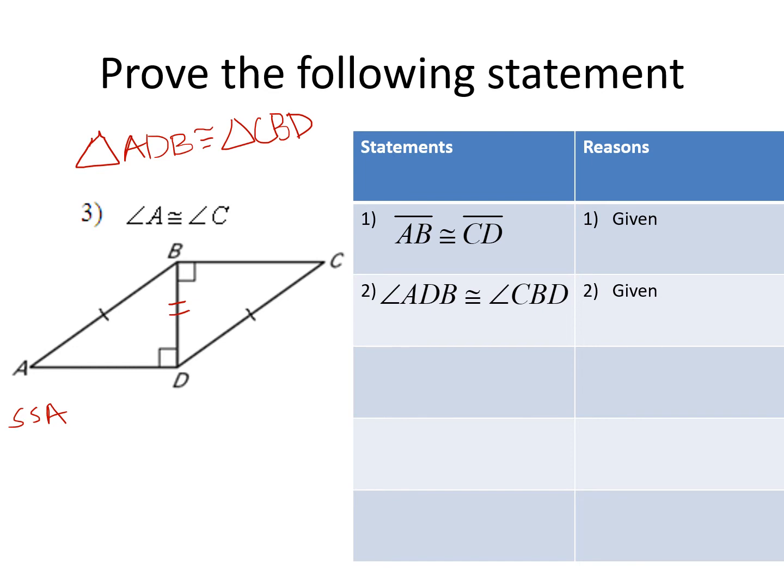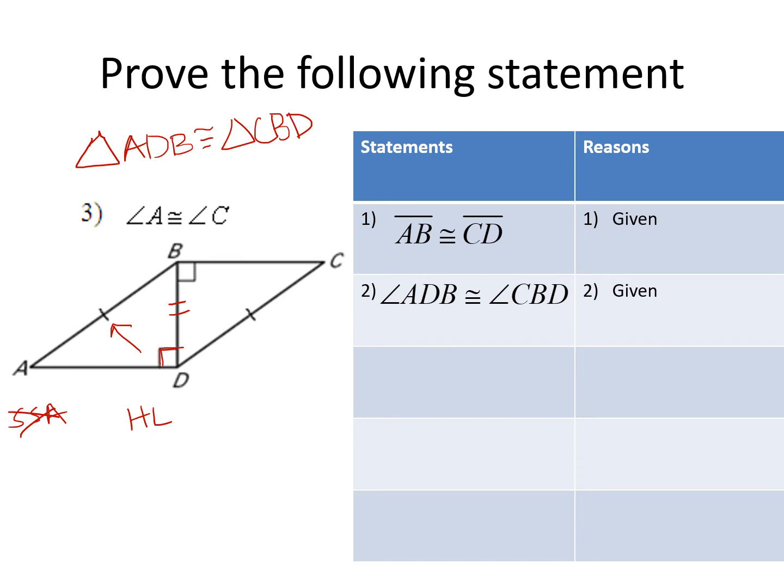So if I read it backwards, I know that I can't have congruence here, but this is a special case of SSA because it has a right angle. And whenever I have a right angle, I want to check for HL. So notice that for HL, I have to have hypotenuse and a leg, and it looks like I do have a hypotenuse and a leg congruent to each other. So in this instance, I'm going to use HL to prove these triangles congruent.